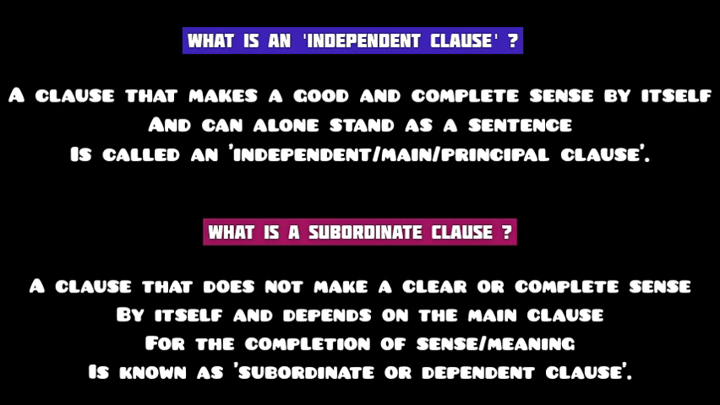If a clause makes a good and clear sense by itself, it's called an independent, principal, or main clause. On the contrary, if a clause does not make a clear or good sense by itself, it's called a subordinate or dependent clause. Remember, a subordinate clause cannot stand by itself or alone. It depends on the principal clause to make the meaning clear. In short, a principal clause makes a clear sense by itself, but a subordinate clause depends on the principal clause for the completion of meaning.